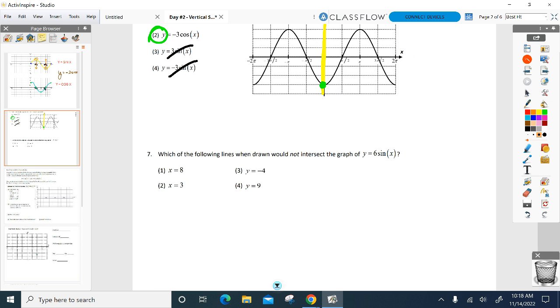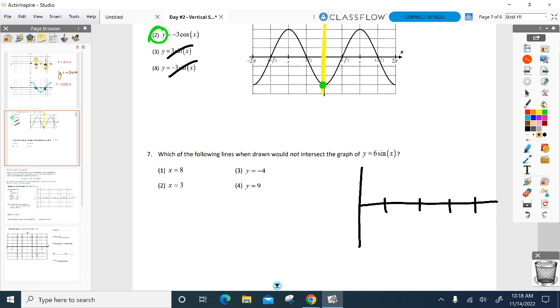Next, 7. I like to put these types of questions on the Thursday quiz, by the way. I got 6 sine x. So let me just do a quick sketch of what that looks like so I know what I'm dealing with.